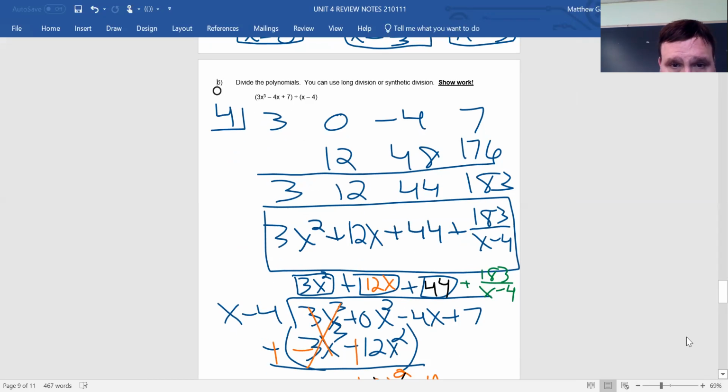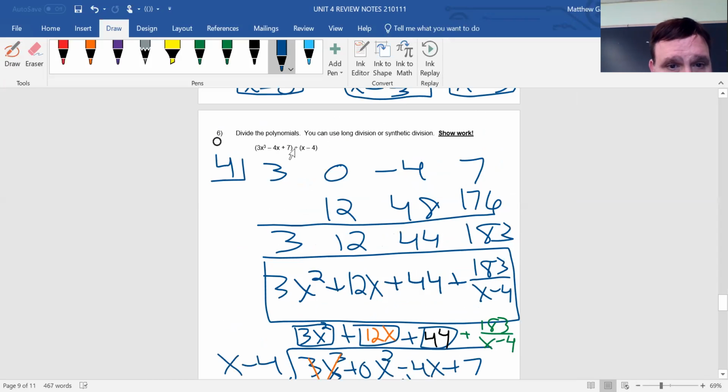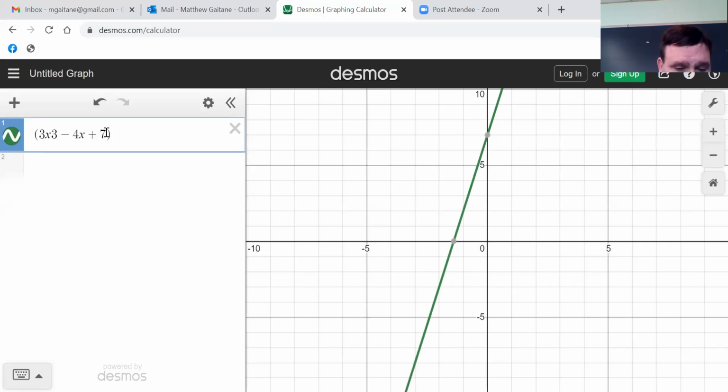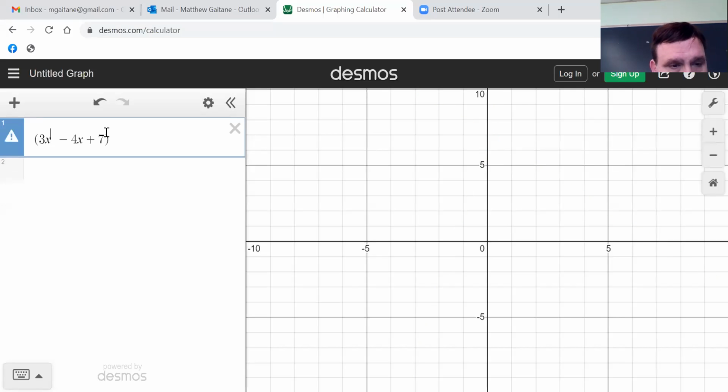So I show you both methods. So how would you check this on Desmos? All right, let me show you what you do. I didn't show this in the regular lessons, but you would take the dividend, all right? I'm going to put the dividend in, 3x cubed, that's 4x, and you don't need parentheses.